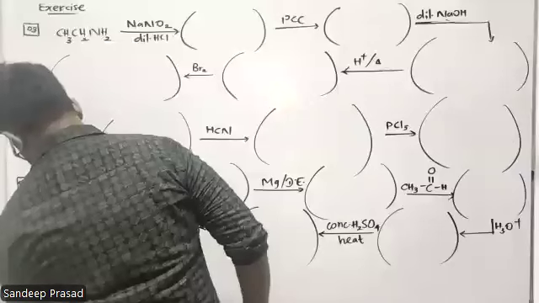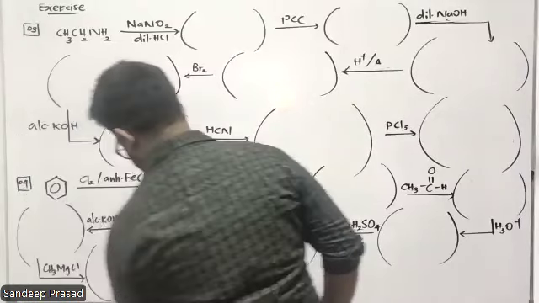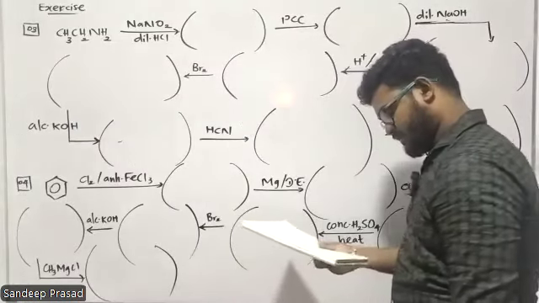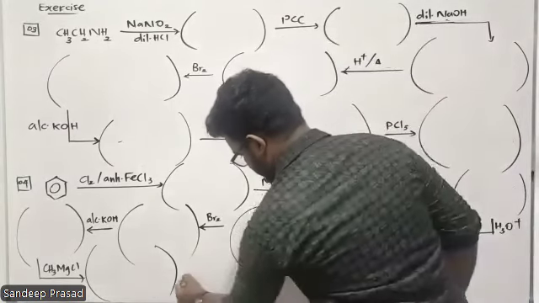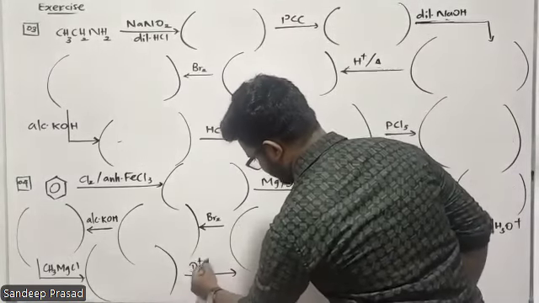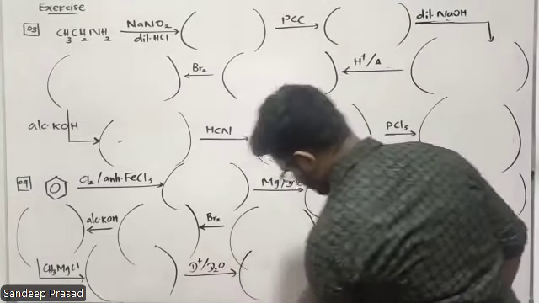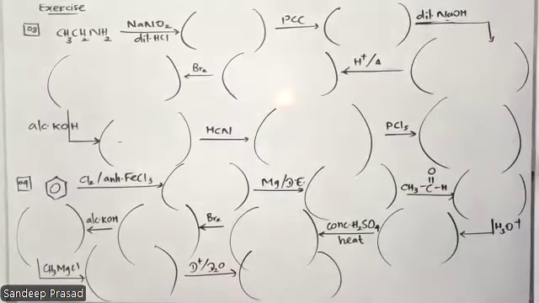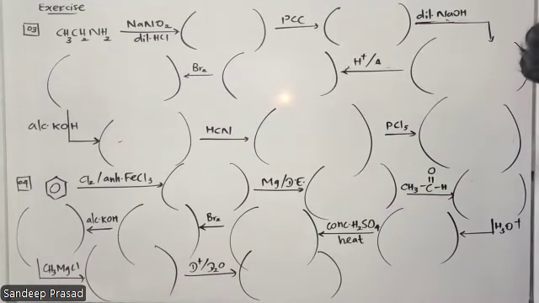CH3MgCl Grignard reagent. D plus D2O is added. Go for the answers. Let's see.